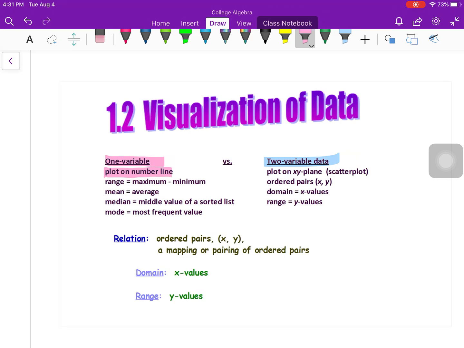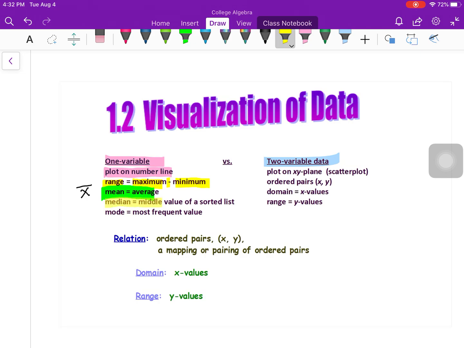Anytime you have one set of data, you can always plot them on a number line. If there is one variable data, then once it's plotted, you can look at the range. The range means to take the maximum value and subtract the minimum value. And then we could also find an average or a mean. Means are known as X bar.